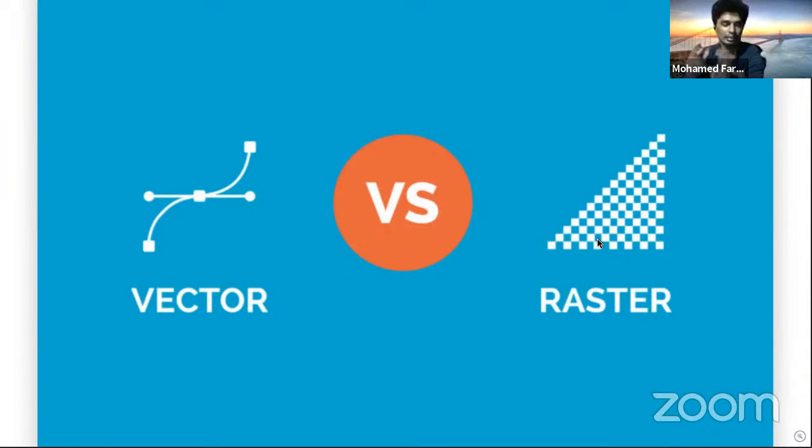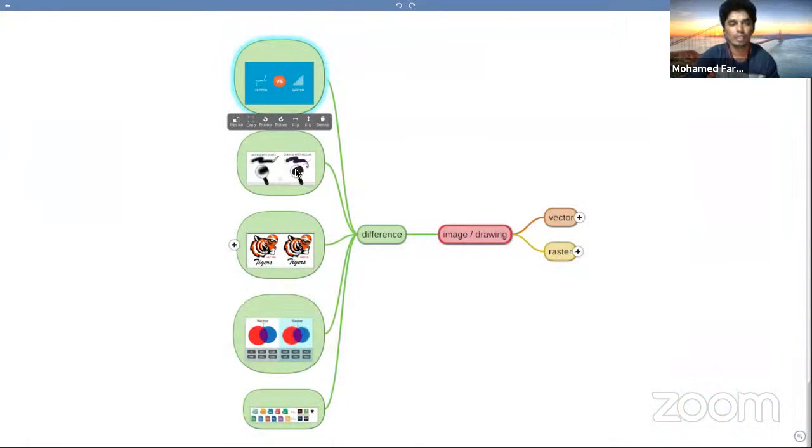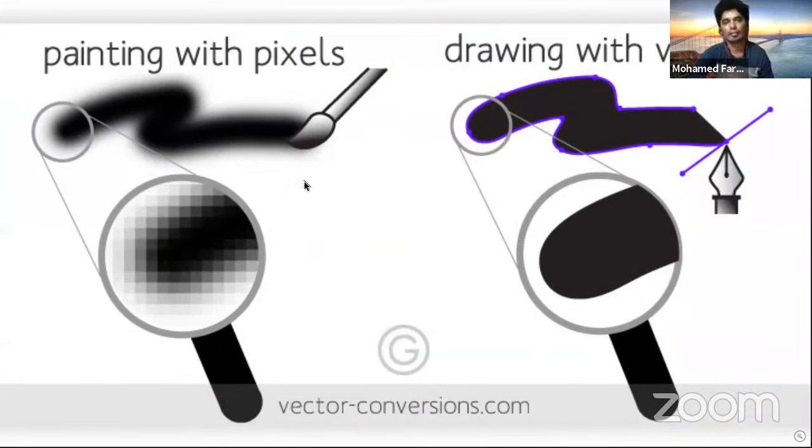So raster is pixel oriented and vector is point oriented. In point oriented, you connect the points and start drawing. In pixel oriented, you start drawing, but it's actually pixels. When you zoom, only at that time can you see the difference between the vector and the raster. Both are drawings, but when you draw with the brush and zoom, you can see pixels, boxes, kind of things. But when you draw in vector, you won't see any pixel oriented thing. You have sharp edges.